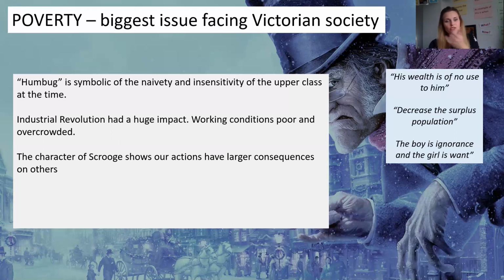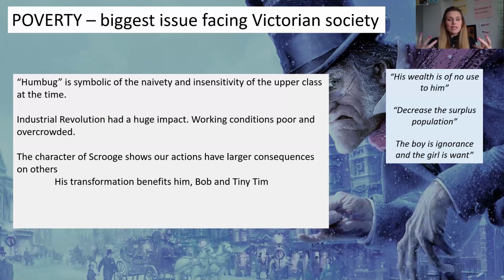And Scrooge shows that actions have consequences, and they're actually larger than you think, which is true in today's society. You don't really think about what consequences doing this is going to have on that person, but it will have an impact on them. And Dickens is trying to get us to think about that in a little bit more detail.